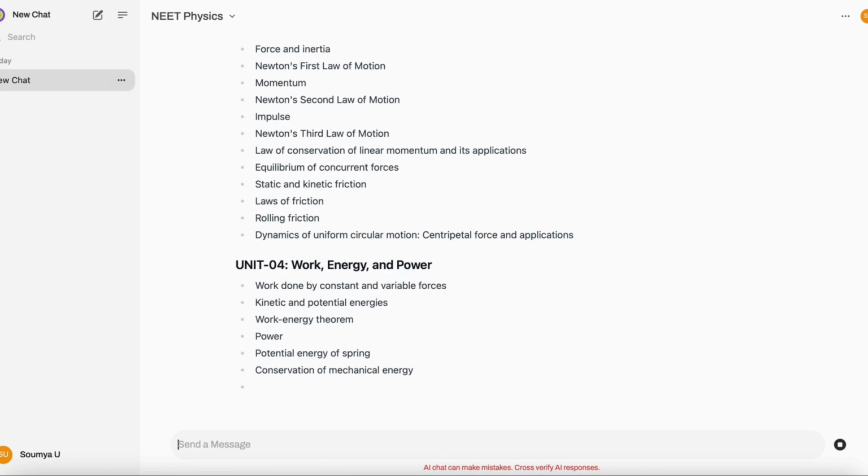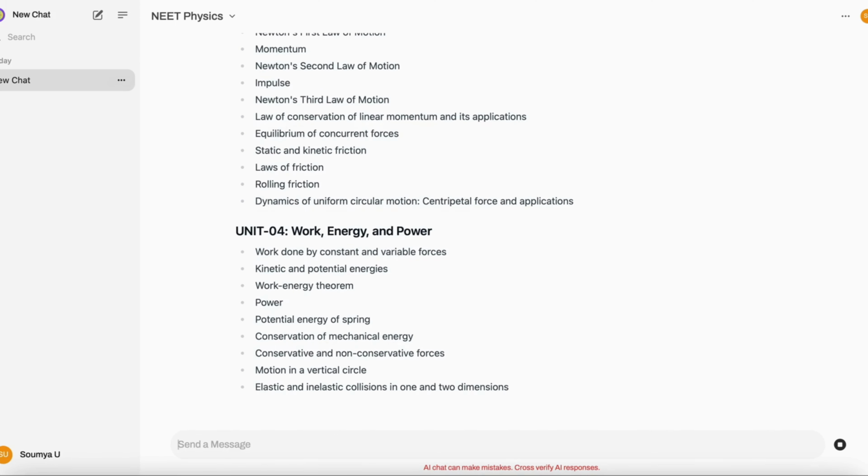Unit 04, Work, Energy, and Power: work done by constant and variable forces, kinetic and potential energies, work energy theorem, power, potential energy of spring, conservation of mechanical energy, conservative and non-conservative forces, motion in a vertical circle, elastic and inelastic collisions in 1 and 2 dimensions.